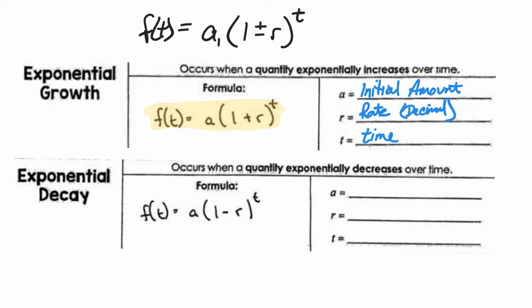The same thing is true on exponential decay. Again, the only difference is the subtraction value. So we are going to have the exact same thing. It's the initial amount. R is the rate. In this case, the rate is going to be a subtraction. Also needs to be written as a decimal. And then t, of course, is time.